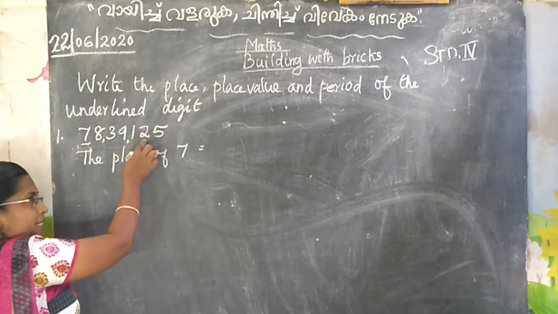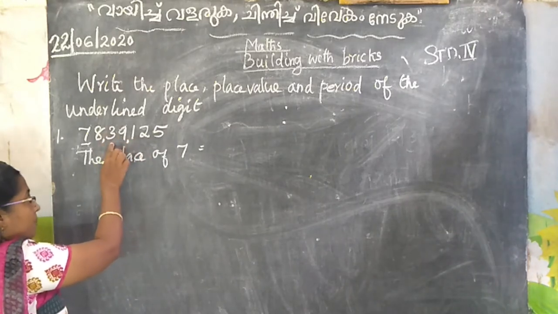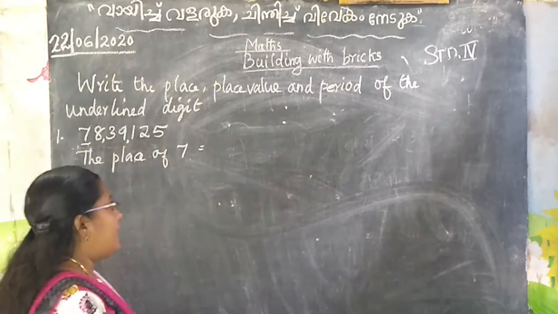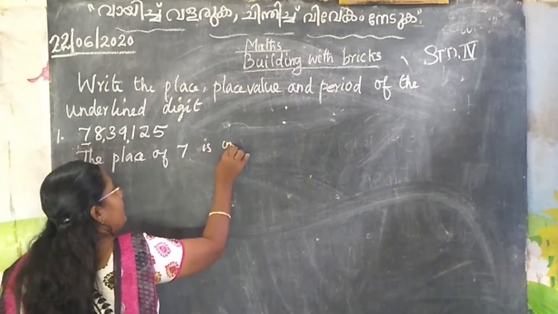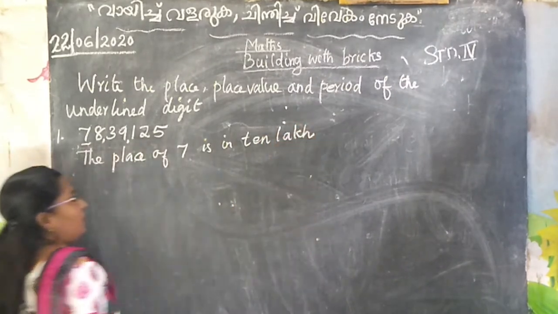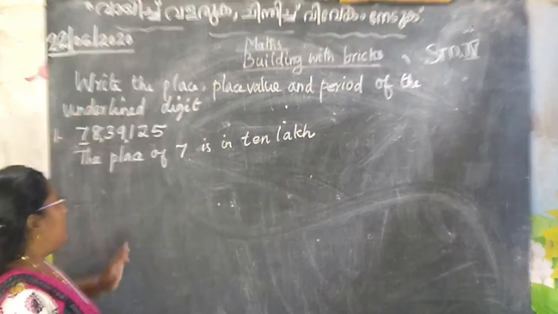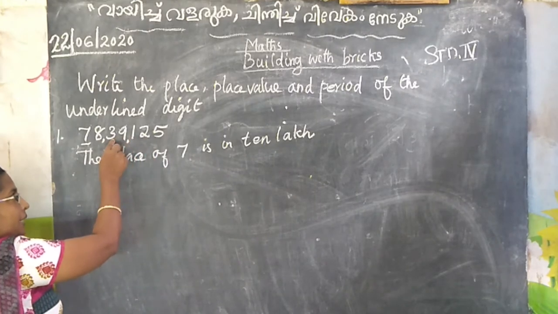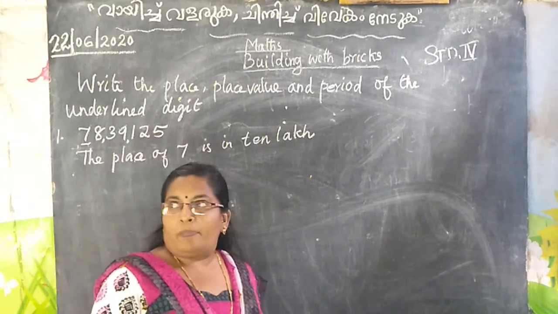Ones, tens, hundred, thousand, 10,000, lakh. 7 is in which place? 10 lakh. 7 is in 10 lakh. So first we say the places of the number: ones, tens, hundred, thousand, 10,000, lakh, 10 lakh. So 7 is in the 10 lakh place.